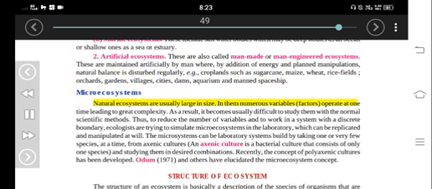Microecosystems. Natural ecosystems are usually large in size. In them numerous variables, factors operate at one time, leading to great complexity. As a result, it becomes usually difficult to study them with the normal scientific methods. Thus, to reduce the number of variables and to work in a system with a discrete boundary, ecologists are trying to simulate microecosystems in a laboratory, which can be replicated and manipulated at will.